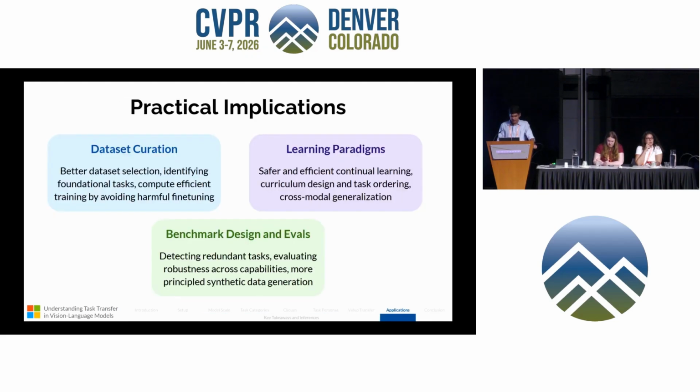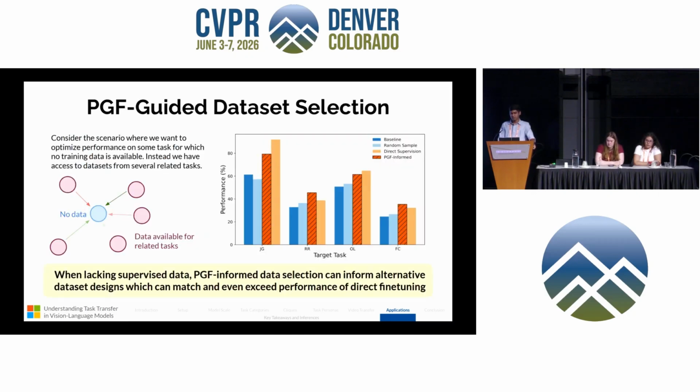So all this analysis is quite interesting, but what are the practical applications for this? We believe this has practical implications from dataset curation, better learning paradigms, as well as benchmark design. We aim to illustrate an example for better dataset selection. So consider a scenario where we have a pre-trained VLM, and we want to optimize its performance on a task, let's say counting, but we have no data for counting. Instead, we have access to related tasks like relative depth, correspondence, similarity, and so on. So how would we achieve good performance on counting?